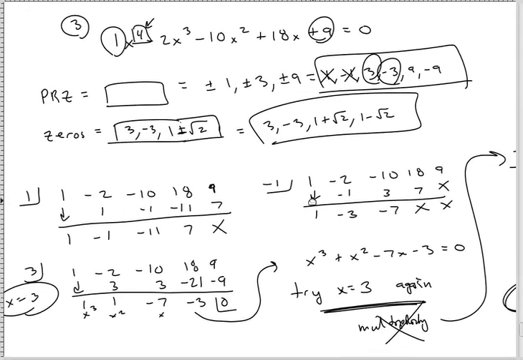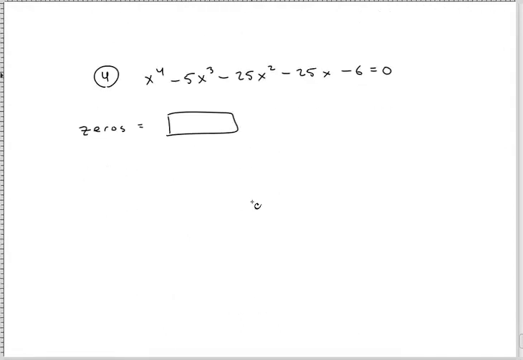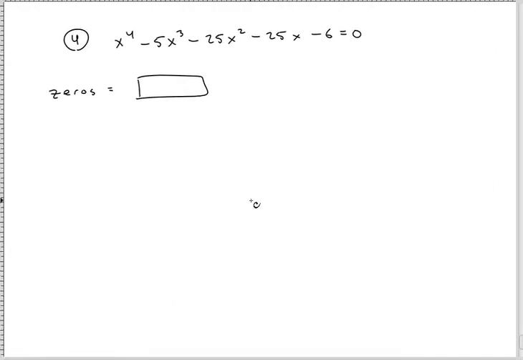Guess what? Let's do another one. So number 4, same thing, doesn't ask for possible rational zeros, but sure enough, I'm going to be doing that. So plus or minus 1, 2, 3, and 6. So I'm looking at these numbers.